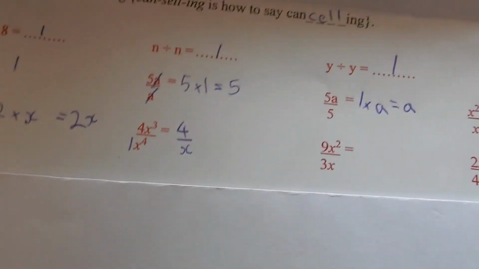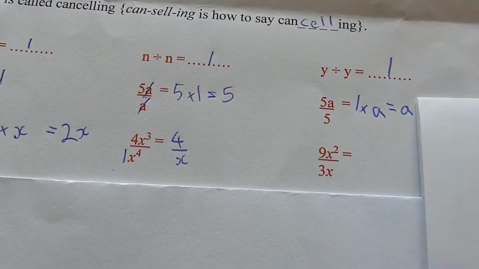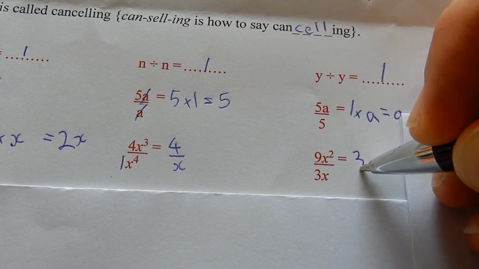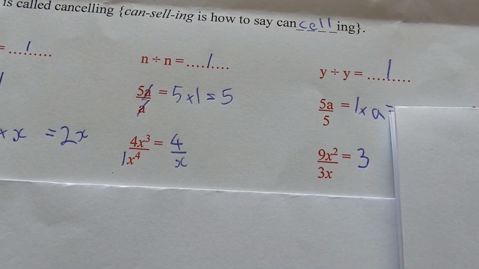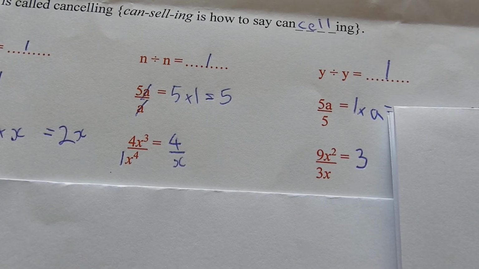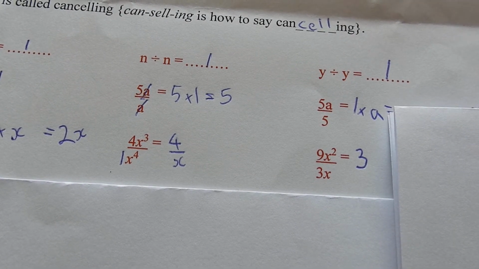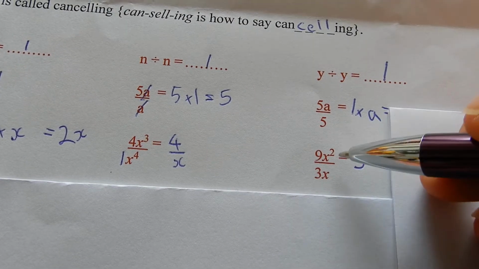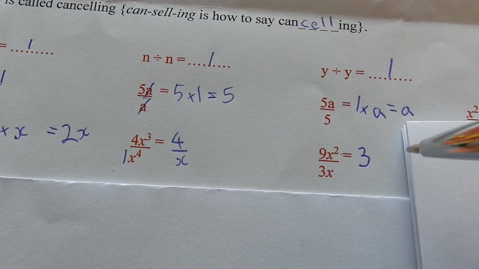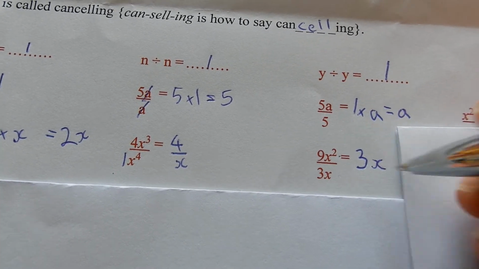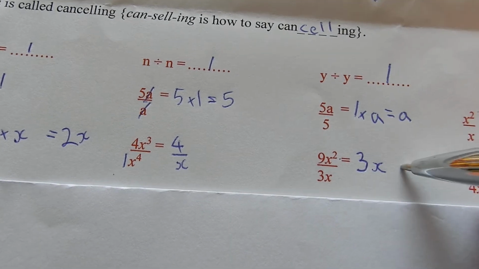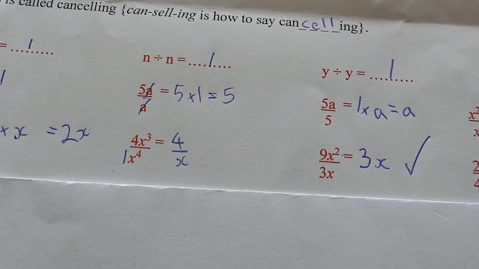Next one, moving everything across. 9 divided by 3. So you do the numbers and then you do the letters. 9 divided by 3 is 3. 9 oranges divided by 3 people, you get 3 each. Now there's 1 more x on the top, x times x, than there is on the bottom. So the answer has got 1 more on the top than there is on the bottom. This is all called cancelling, it's called simplifying, it's all part of algebra.